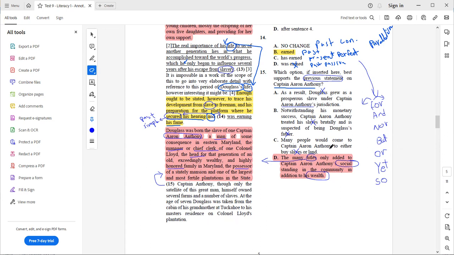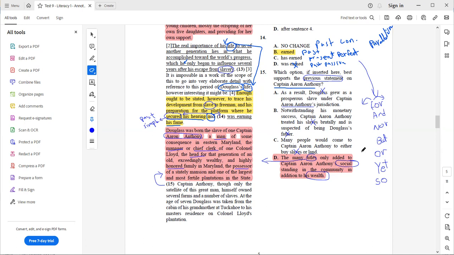Okay, so now he's talking about Aaron Anthony, as he mentioned. But we need something to be put here to support this. Take care, this is a writing question. So read each one and say why you're not going to choose it. As a result, Douglas grew as a prosperous slave under Captain Aaron Anthony's jurisdiction. Take care, jurisdiction. Here we are talking mainly about Douglas, not about Aaron Anthony. So this is wrong, right? Yes. Okay, go to B.